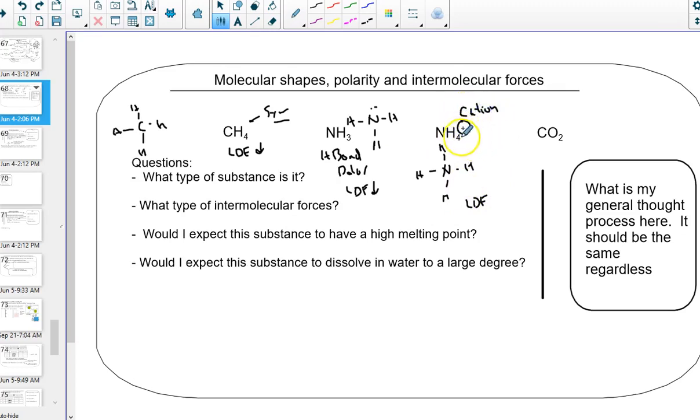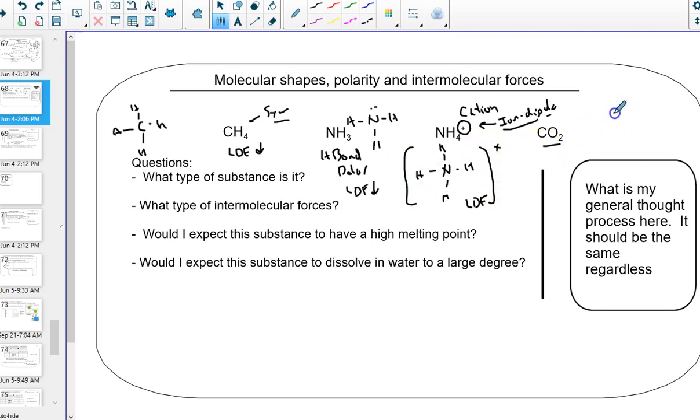This is called ammonium. And as a cation, it does dissolve nicely. This is a charged particle. It will dissolve nicely. It will form ion dipole attractions to water. Okay, so this is another unique situation. It's got a positive charge. You should be aware of how that's going to work.